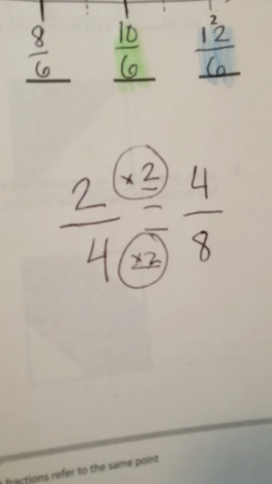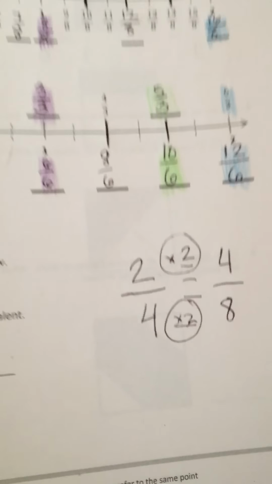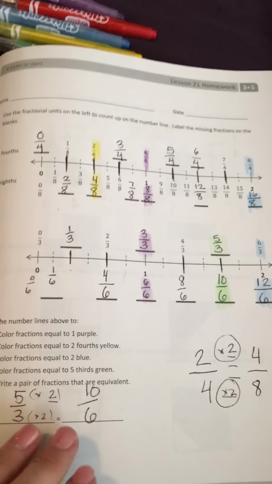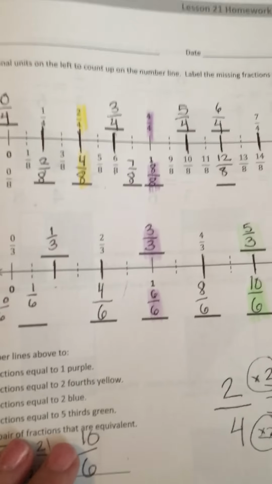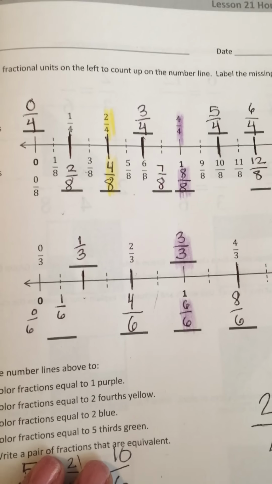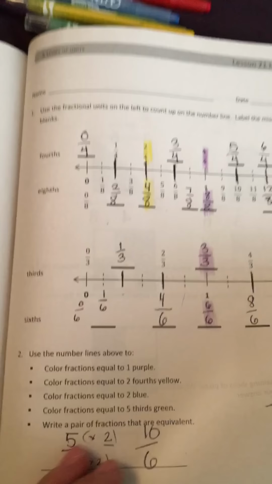Now, if that's blowing your mind right now, that's okay. That's just for the people that get this and are catching right on. Right now, all you really need to get is that some of them are equal. It's the same amount from 0.